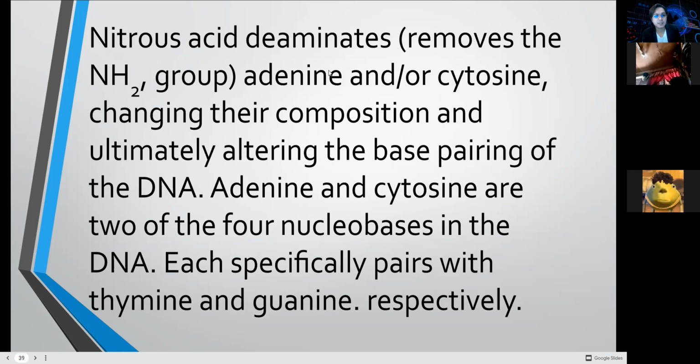Adenine and cytosine are two of the four nucleobases in DNA. Each specifically pairs with thymine and guanine respectively. For example, adenine is always paired with thymine, and cytosine is always paired with guanine. If there are some changes to this, the tendency is that mutation happens. And again, mutation in animals, including us, is very fatal. It can cause death.